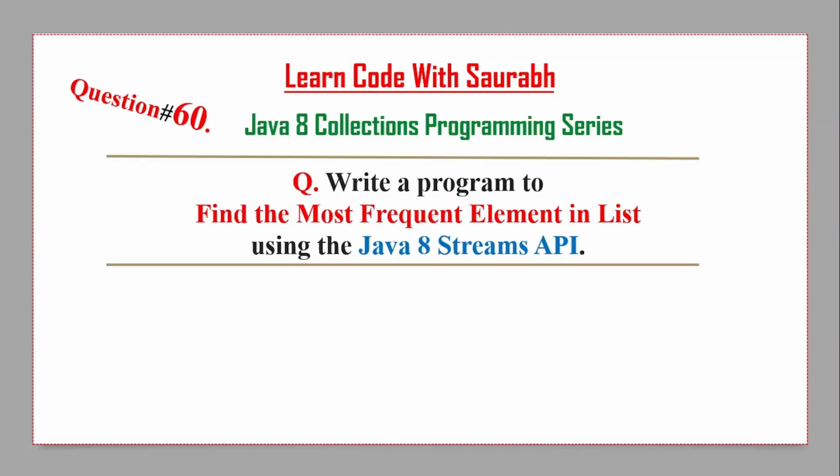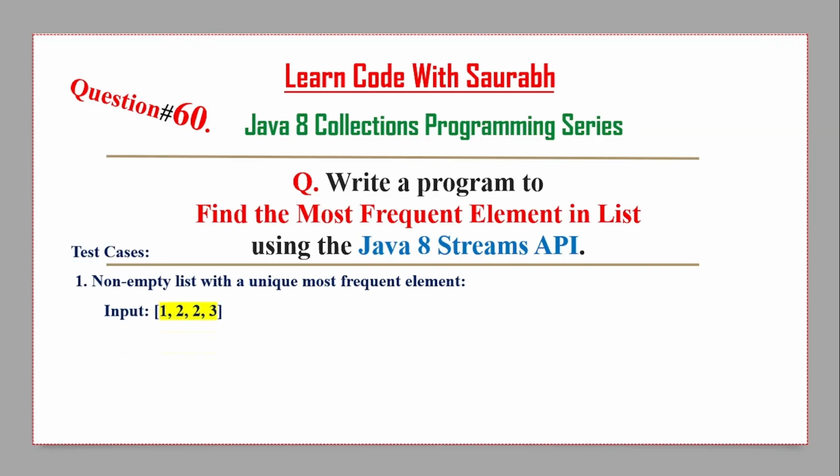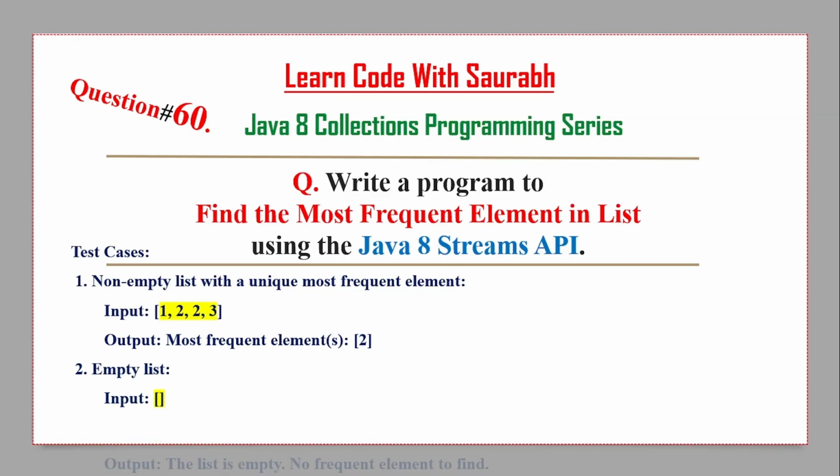Today I'm going to solve a program to find the most frequent element in a list using the Java Stream API. In this program, I will take some sample input. For example, for a non-empty list with a unique most frequent element, such as 1, 2, 2, 3, I will get the output: most frequent element 2. And for an empty list, we will get: the list is empty, no frequent element.